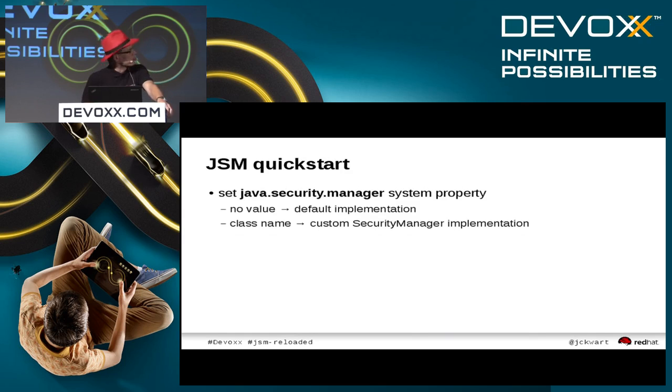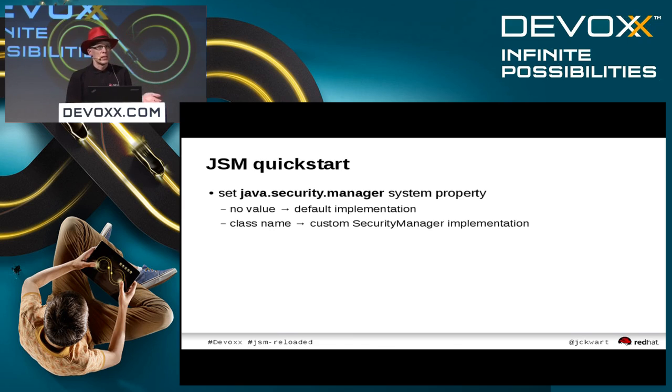How to start with Java Security Manager? It's very simple. Just set the java.security.manager system property with no value. Use java -Djava.security.manager and the rest of your arguments. That's all. Java Security Manager is enabled.